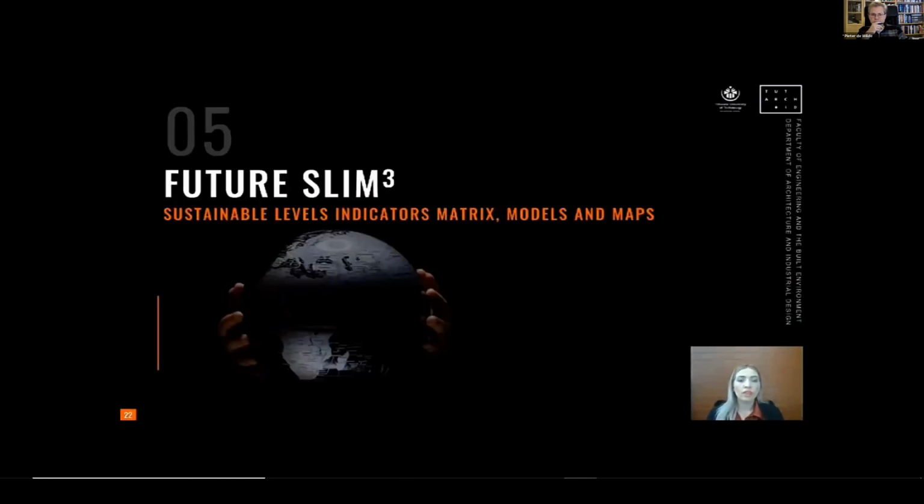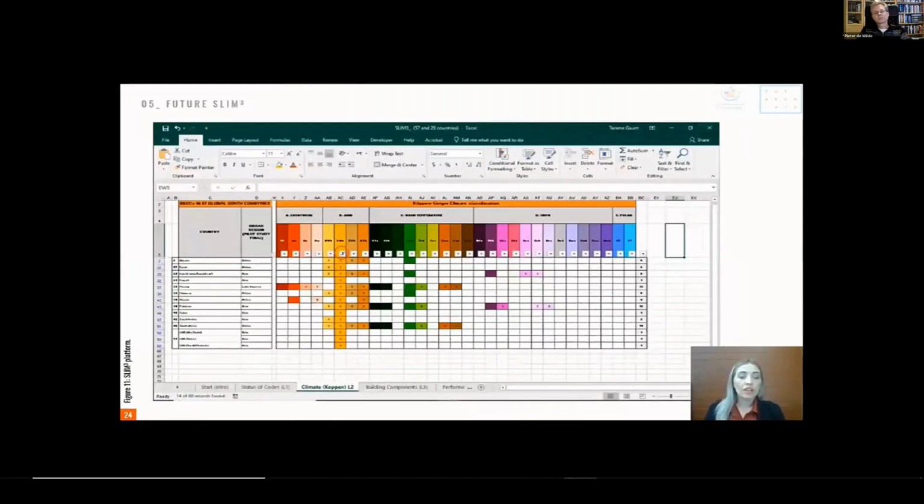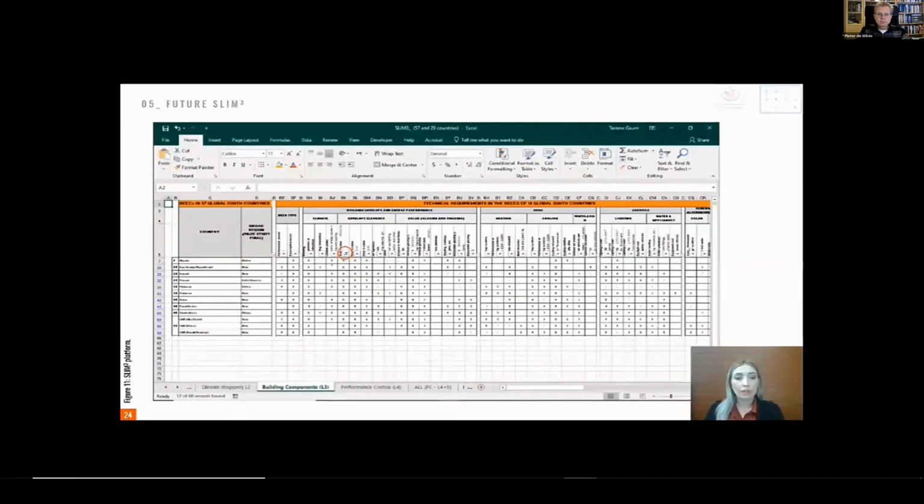Moving on to the future of SLIM, I would like to give you an overall idea of how this model works. Looking at building energy codes in the Global South, the absence of performance-based requirements means that building simulations are mostly paper exercises with limited real-world value. To address this knowledge gap, we developed the SLIM tool as an interactive online platform. Here is an example of the SLIM prototype and how it works.